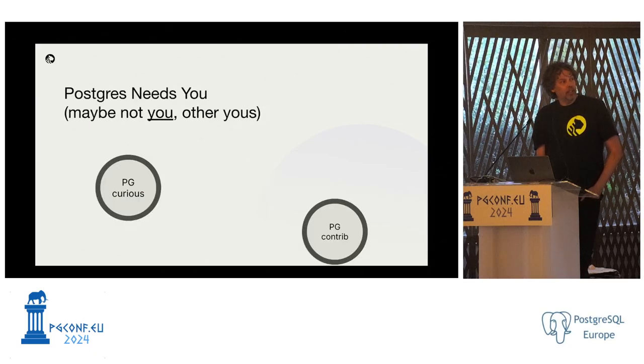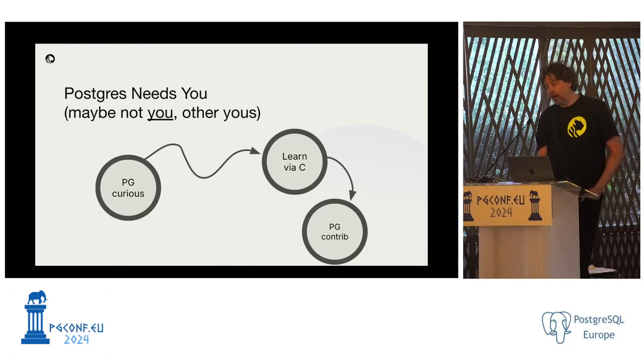And also, Postgres needs you. And perhaps if you know C, it's not you, it's other yous. So if someone's PG curious and they want to become a contributor to Postgres, then at the moment, the only path really is that they learn C, they learn Postgres internals, and then they become a contributor. There's a bunch of people, I know Robert Haas is doing something in Discord, that are focusing on this path and trying to get more people to become Postgres contributors. It's quite a high barrier to entry.